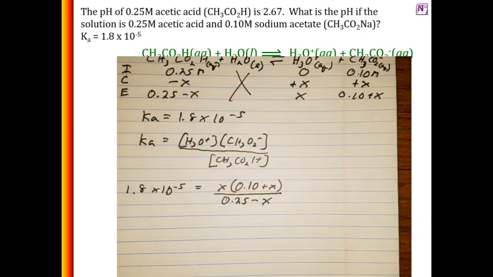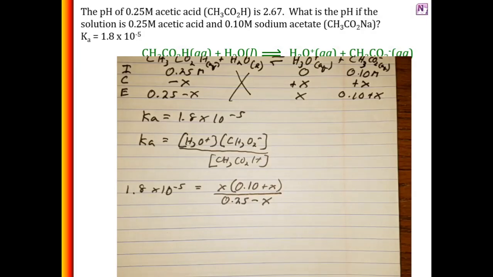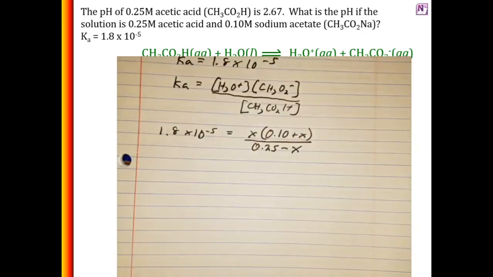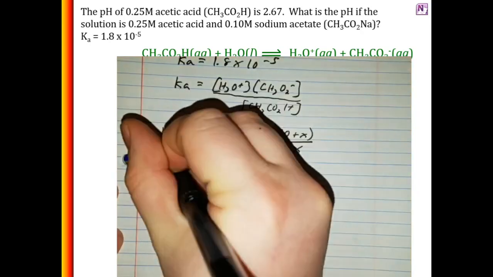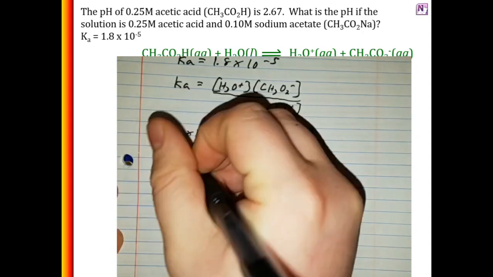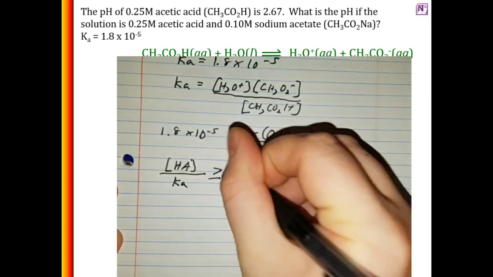Okay, so here again we have a situation where we have a plus x and we have a minus x. So again, what if we want to know, can we use our assumption or not? So I'm going to write it out this time, since I've just kind of been saying it so far. Remember that if the concentration of our acid over our Ka is greater than or equal to 100, then you can use the assumption.